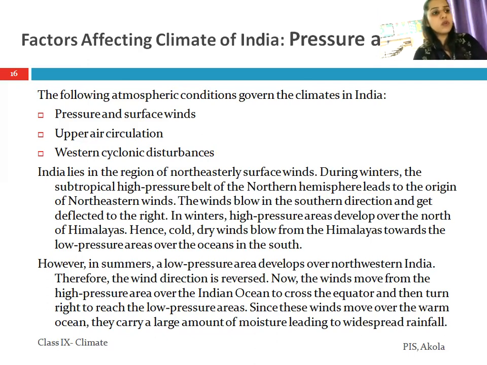So when we talk about flow of cold winds, we have got cold winds or the dry winds flowing from north to south. However, in summers, a low pressure area develops over northwestern India. Therefore, the wind direction is reversed. Now, the winds move from the high pressure area over the Indian Ocean to cross the equator and then turn right to reach to the low pressure areas. Since these winds move over the warm oceans, they carry a large amount of moisture, leading to widespread rainfall.